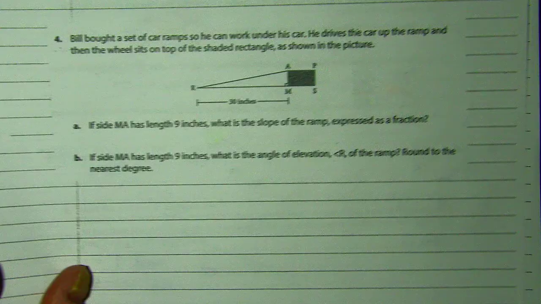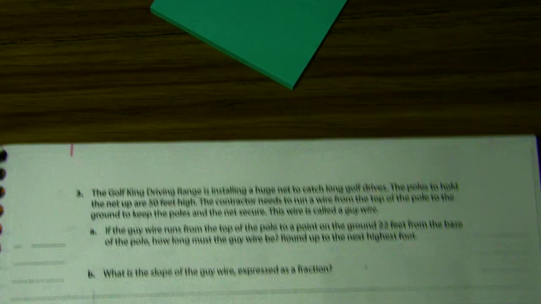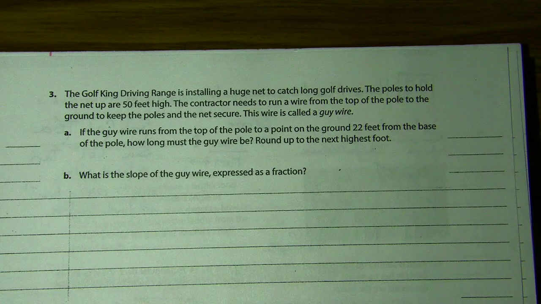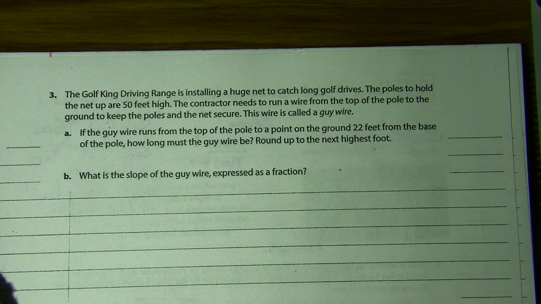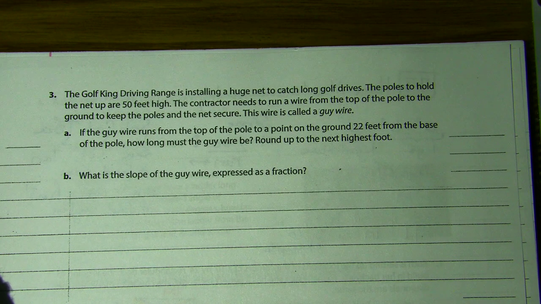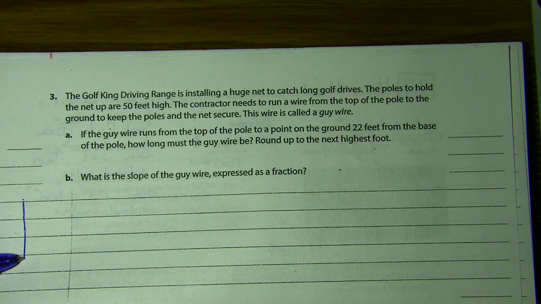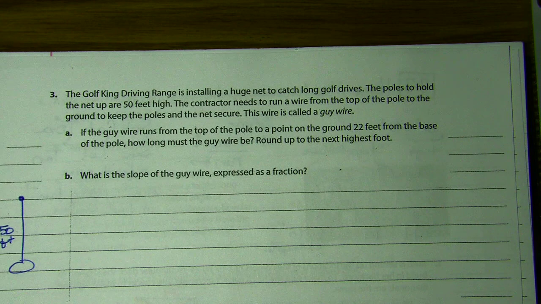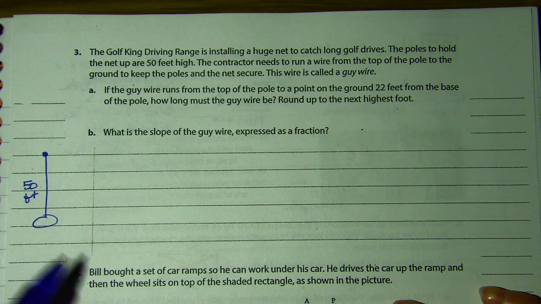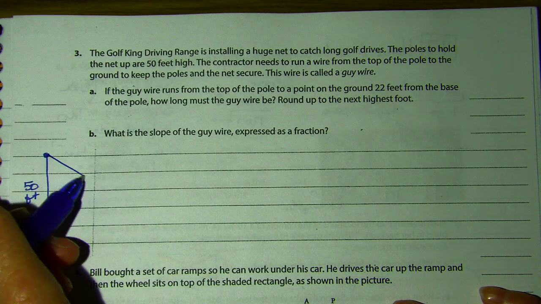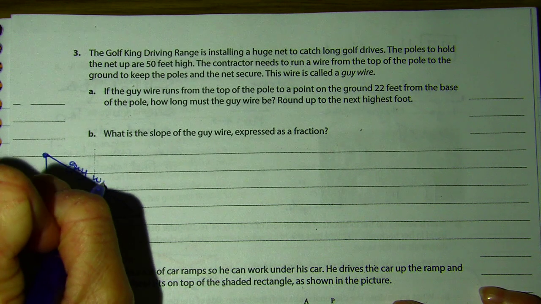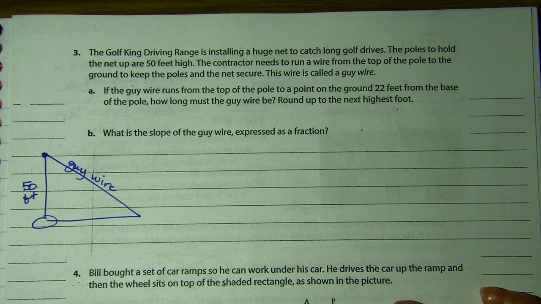Moving on. Number 3. Now, I like to draw pictures so that I get a feel for what I am solving for. So this says that this golf driving range is installing a huge net. The poles to hold up the net are 50 feet high. So I drew myself a pole. They're telling me that this is 50 feet high. The contractor needs to run a wire from the top of the pole to the ground. And they call this a guy wire. Don't know why.